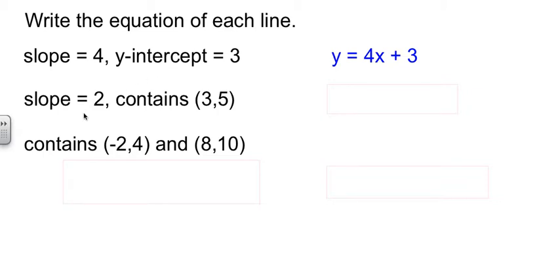In our next problem, we're not so fortunate. We have a slope, but we don't have the intercept. We have just some point on the line. Well, if I'm given a point and a slope, then I'm going to go to point-slope form. y minus 5, because that's the y number in the point, equals the slope 2 times x minus the x number from the point.